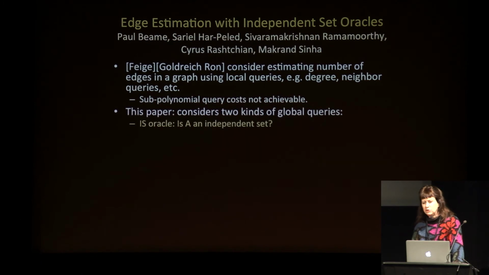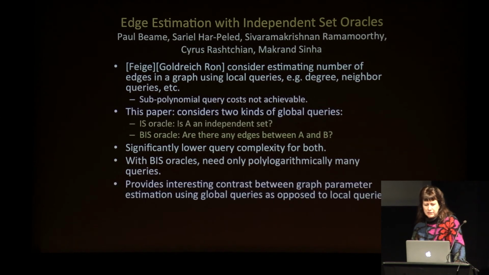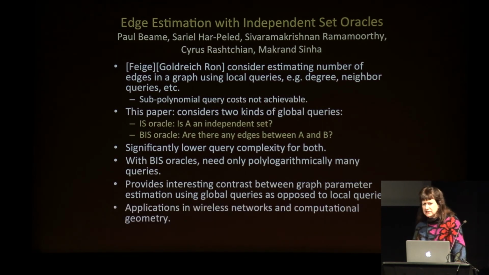So this paper considers two kinds of much more global queries, like, for example, is this set of vertices an independent set? Or are there any edges between a set of vertices A and a disjoint set of vertices B? What they show is that such global queries allow for much better query complexity. In particular, with the bipartite independent set oracles, they need only polylogarithmically many queries. So it provides an interesting contrast between graph parameter estimation using global queries and local queries. They have some nice applications. What's kind of cool about their applications is that actually implementing these oracles is very efficient.